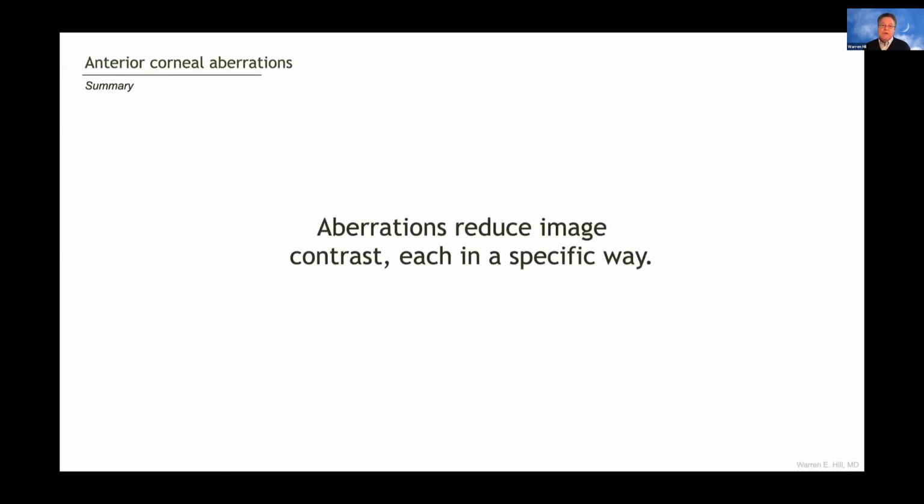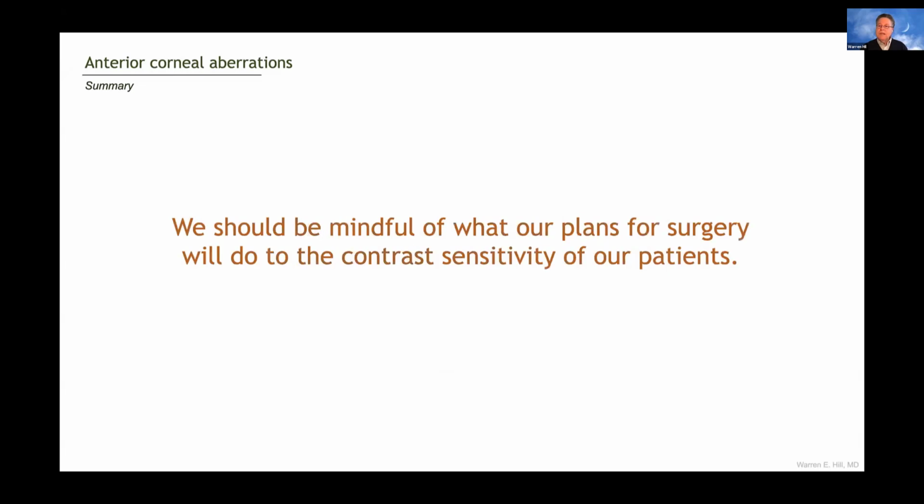Okay, so just to review quickly, aberrations reduce image contrast, each in a very specific way. Spherical aberration produces a characteristic halo and glow. Coma produces image duplication and displacement. And the other aberrations, mostly in the periphery, are less important for us, but they also can be additive and reduce image contrast. As I mentioned before, we should be mindful of what our plans for surgery will do to the contrast sensitivity of our patients.